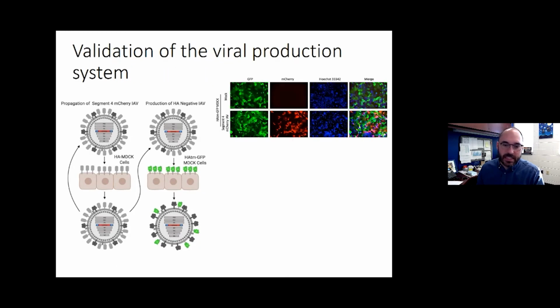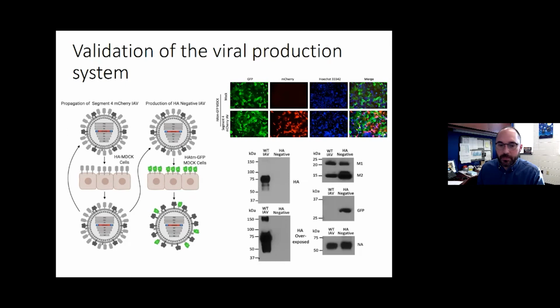So on the left again is the scheme that I just showed you, and on the top is a picture of it working. On the top right, the cell line has GFP. It's fused to this transmembrane domain of the hemagglutinin, so it's at the plasma membrane. If we infect with this virus, which has mCherry instead of the HA ORF, the infected cells are red. And then we can collect those virions and understand what their composition is, and I'm showing you that on the bottom right.